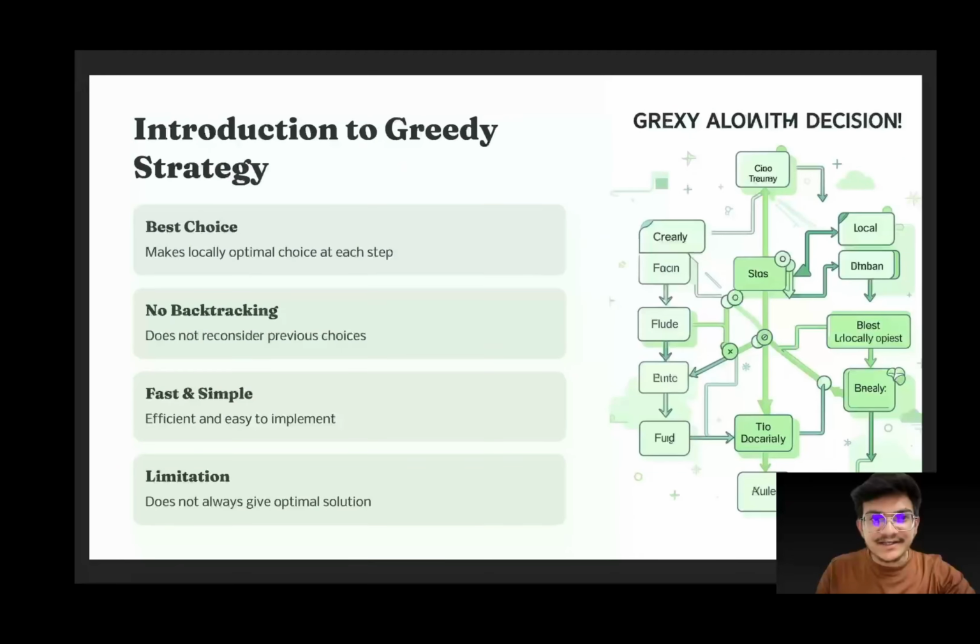So, what is greedy strategy? Greedy algorithm is another important strategy. It makes the best possible choice at each step. It does not go back or reconsider previous decisions. This makes it fast and simple. However, it has a limitation. It does not always give the optimal solution for every problem.